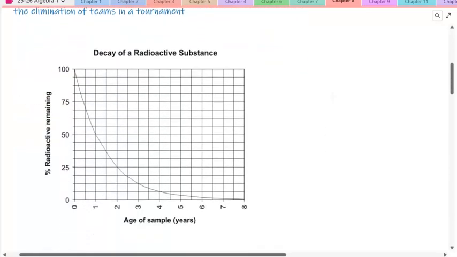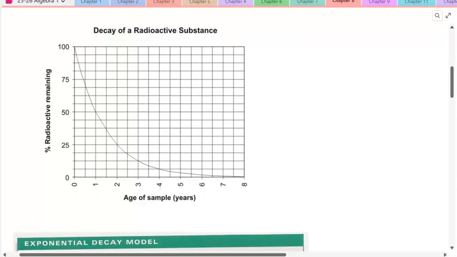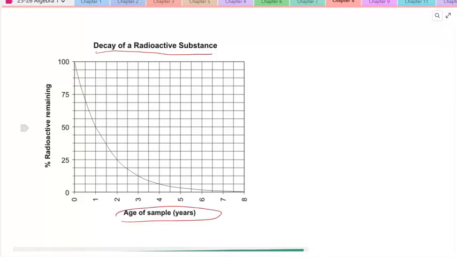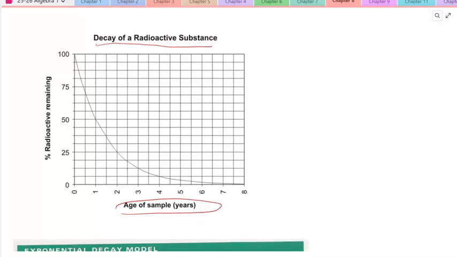Now here's a diagram that shows us what it looks like in a graph. So this is decay of a radioactive substance. And so the age of the sample in years, as you can see, as the number of years passes, the amount of radiation decreases by quite a bit. Not in a standard linear way. It doesn't go in a straight line. It's in a curve, and that's what exponential decay will produce, a curve.